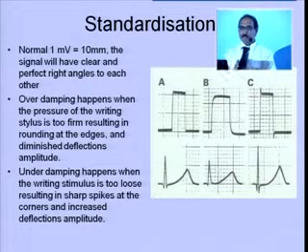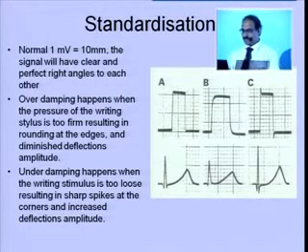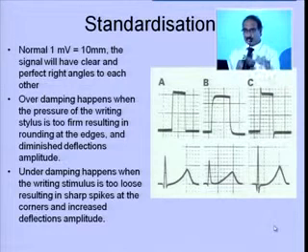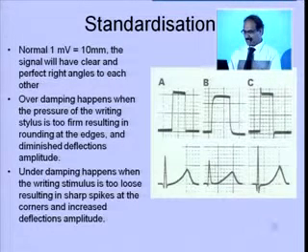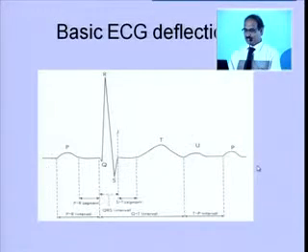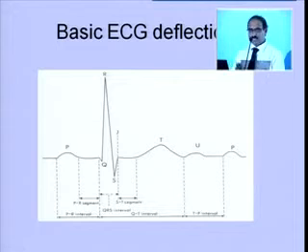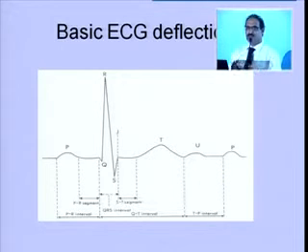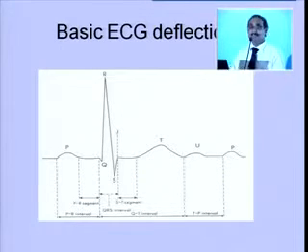The opposite of that is under-damping, where the stylus becomes too loose, so that it results in sharp spikes in the ECG graph. If you see here, this is the QRS complex, this is a normal ECG. We see that the size appears much bigger than normal. So it is very important to see the standardization before we start reading the ECG.